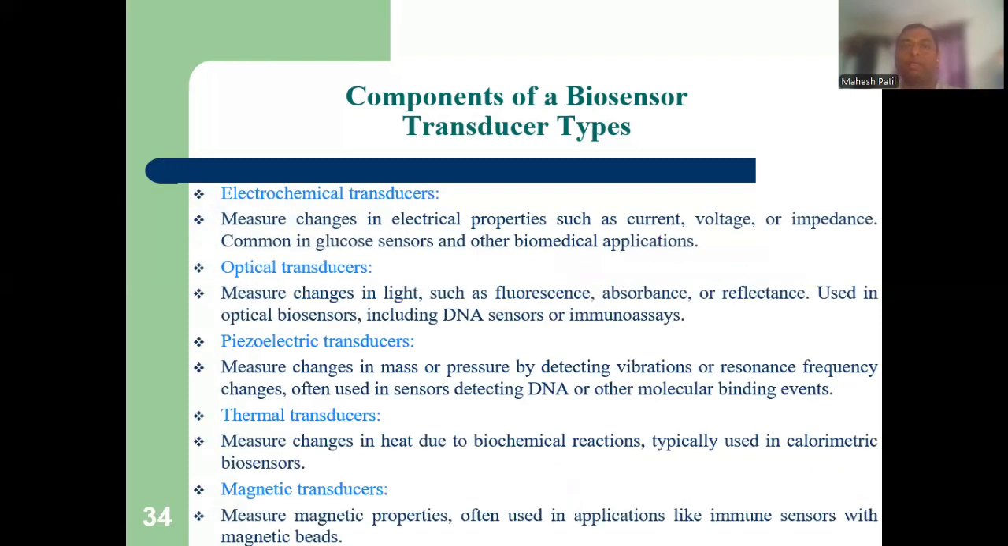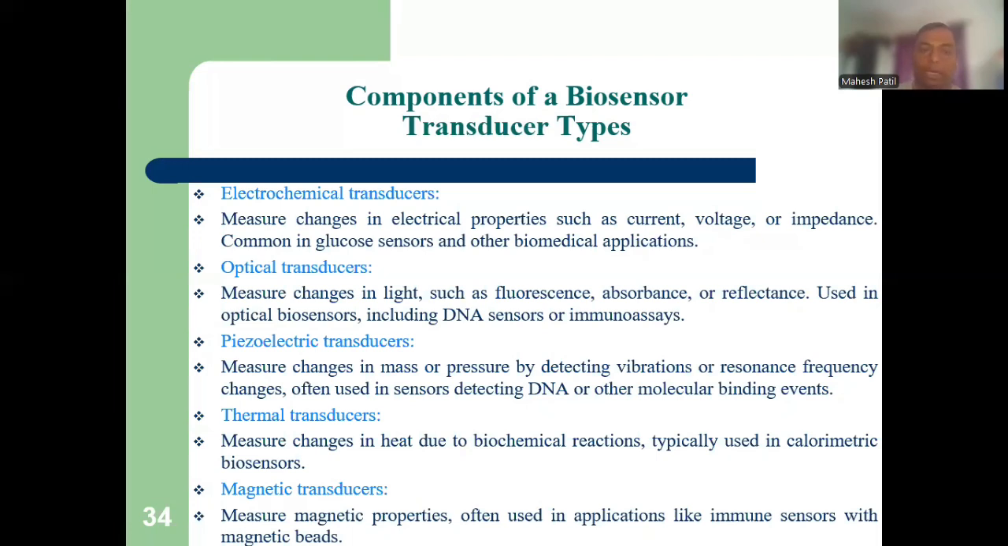So these are the transducer types which we have just discussed. Electrochemical transducers measure changes in electrical properties. Those electrical properties may be current, voltage, or impedance, and they are used in biomedical applications such as glucose monitoring. We have optical transducers, which measure changes in light. We have already seen reflectance, absorption, and fluorescence used in optical transducers.